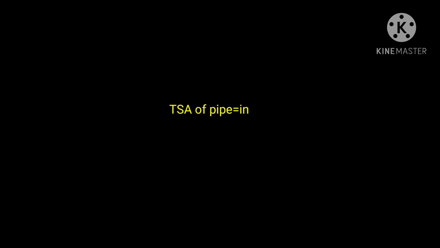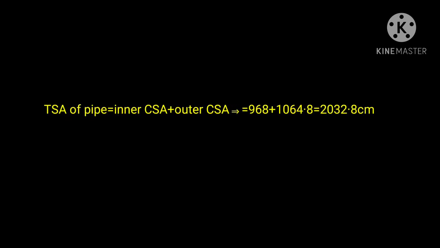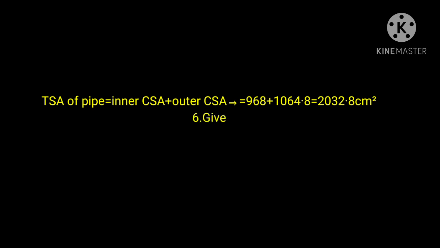Next, TSA of the pipe is equal to inner CSA plus outer CSA, that is equal to inner CSA 968 plus outer 1064.8, which is equal to 2032.8 centimeter square.